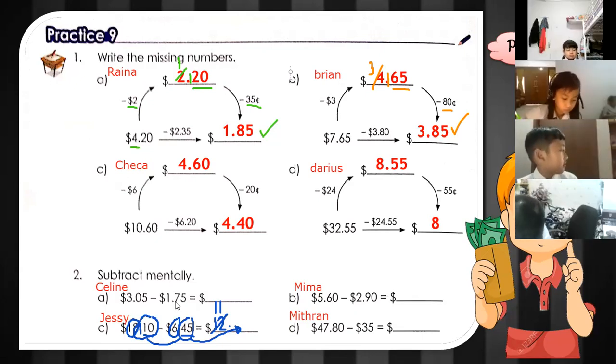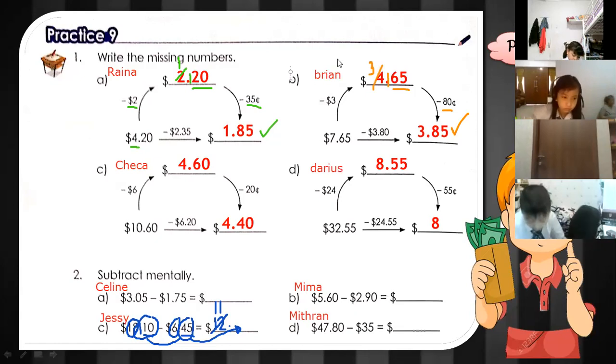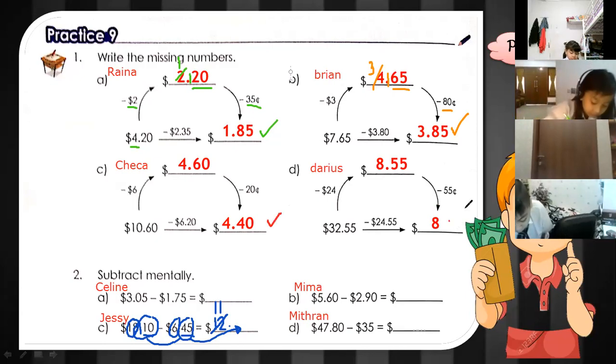This is your turn now. Enggak, itu untuk party. Itu untuk party semua. Come on, Celine, read the question first.